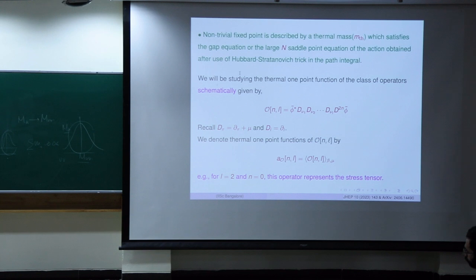Also, I didn't show these details, but in the thermal one-point functions, one class of thermal one-point functions is purely imaginary. That also says that it is non-unitary. For the bosons, it's real. The thermal mass you can find is real, and all the thermal one-point functions are real. So that is a good theory.